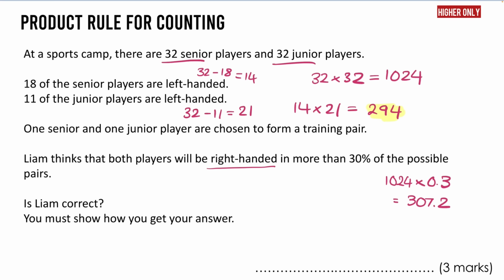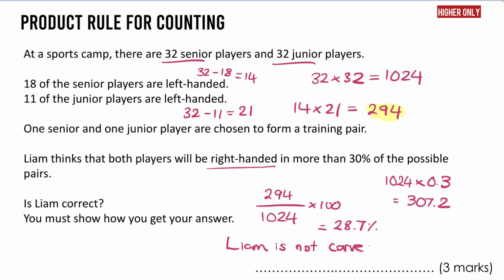The other way that we could do this is we could do 294 out of 1,024, which will work out the decimal version of our percentage, and then of course times that by 100, and if we times that by 100 we get 28.7%. So either way we can see that that is less than 30%. So here we would say Liam is not correct. And there we go, all centred around the product rule for counting, but quite a tricky variation that also involved looking at the percentage of a set of options.